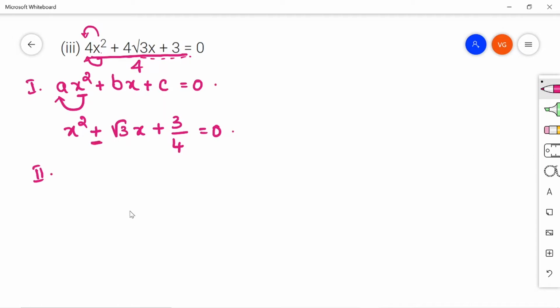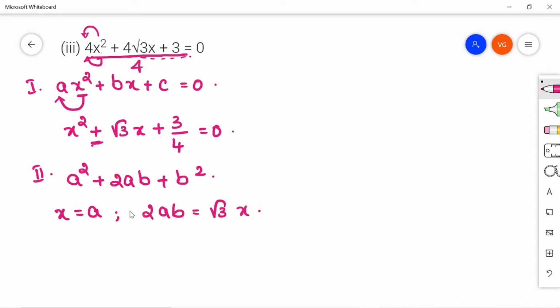Now, step 2, compare this with the standard form of either a plus b whole square or a minus b whole square depending upon the sign here. So, I have plus sign here. So, I'll take a square plus 2ab plus b square, right? So, on comparing, I'll get x is equal to a. Now, 2ab is equal to what? Root 3x. So, as a is equal to x here, so b value should be root 3 by 2.